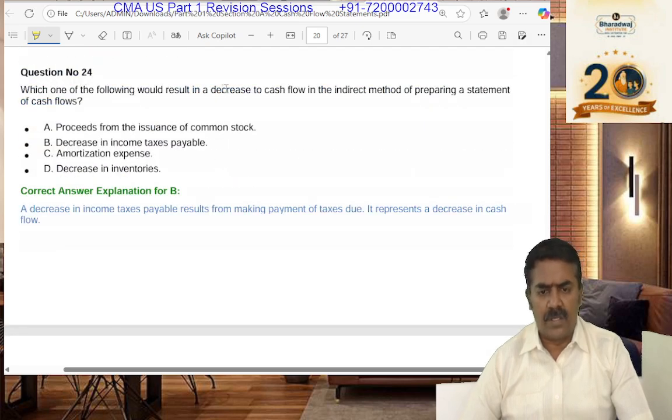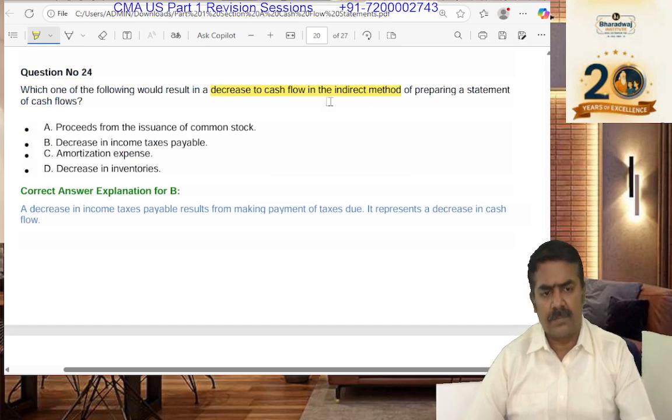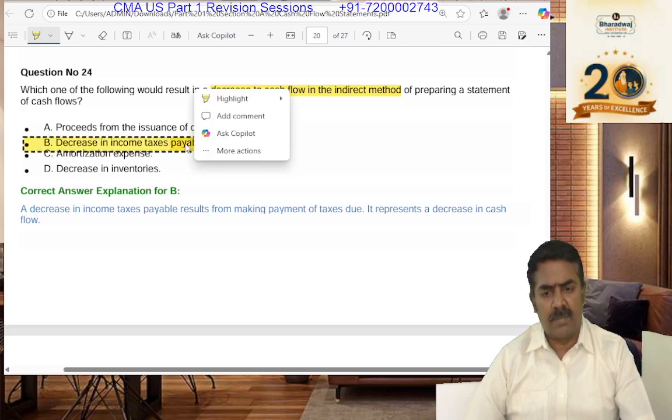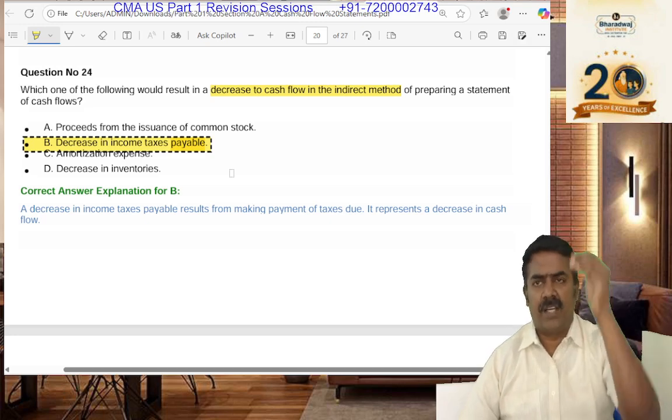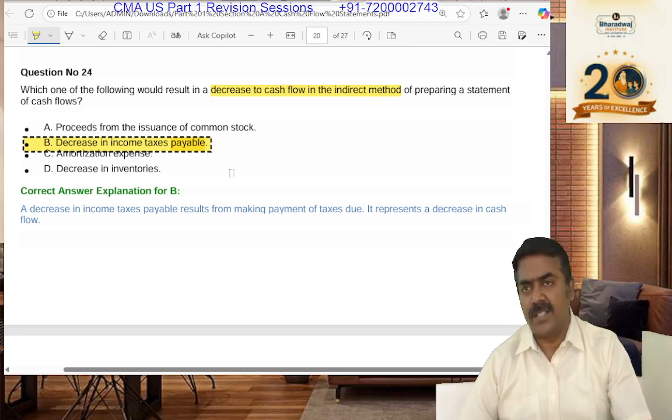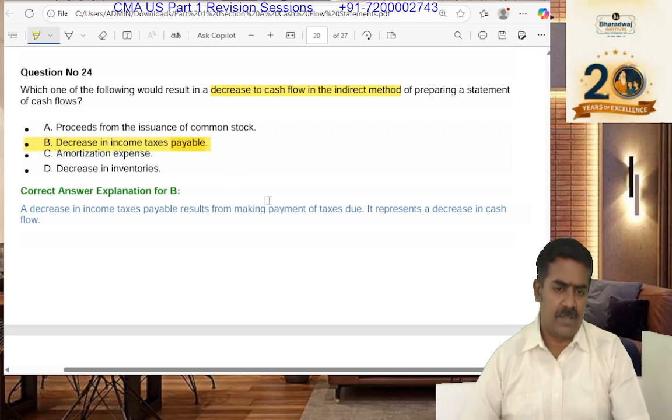Which one of the following would result in decrease in cash flow under indirect method? Decrease in income tax payable. Income tax payable is a liability. When liability goes down, money goes out. Decrease in current liability, minus.